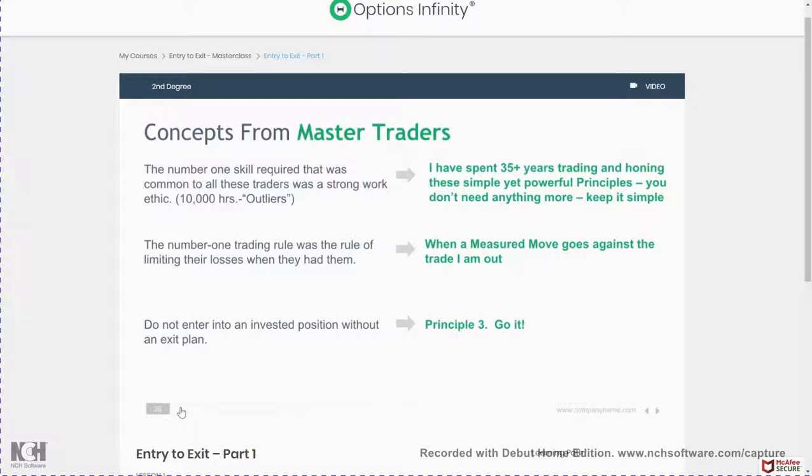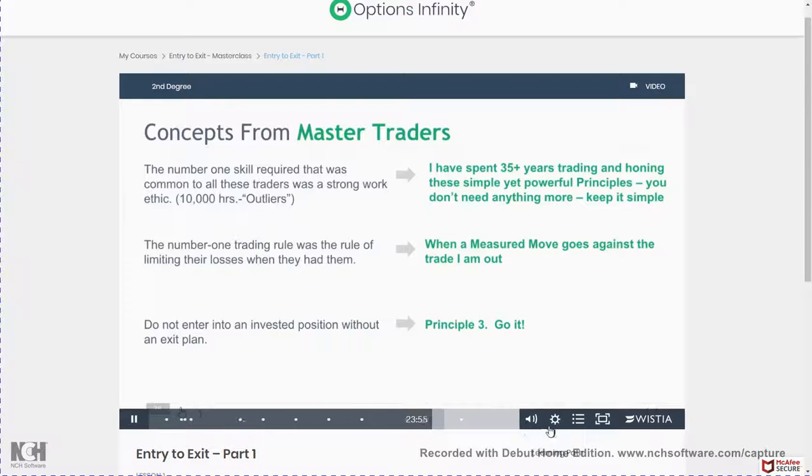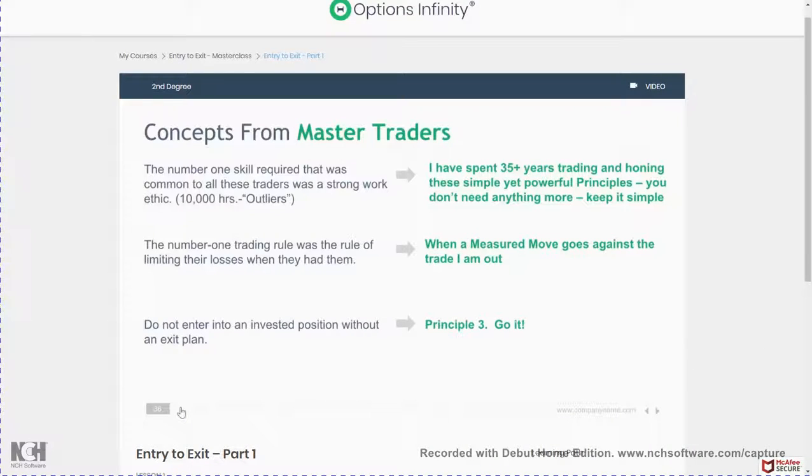I was just talking about how a real professional spends a lot of time. The number one skill common to all traders was a strong work ethic. There was a book written called Outliers, and it talks about any professional who wants to become a success in their profession needing to be willing to put in about 10,000 hours of study and work. I have spent 35 plus years trading and honing these simple yet powerful principles, and you don't need anything more. Just follow what I do. Keep it simple. Step onto my shoulders, and I'll show you what to do.